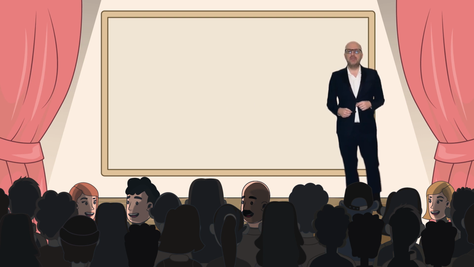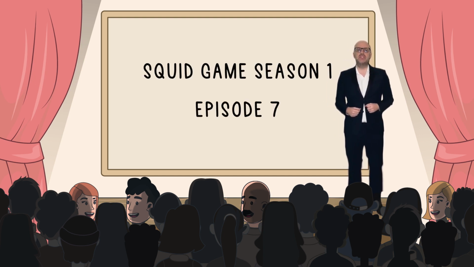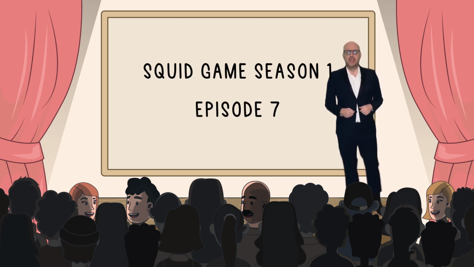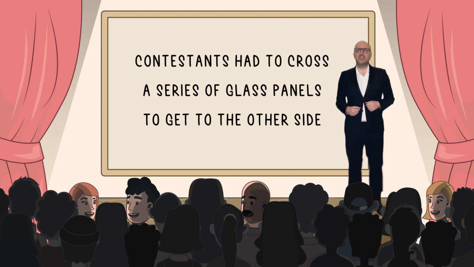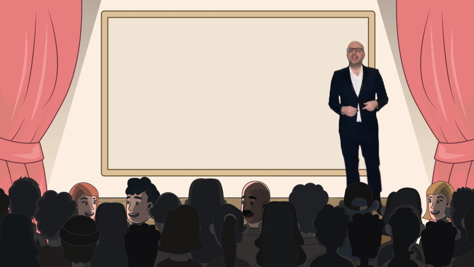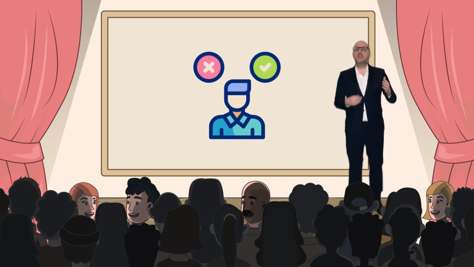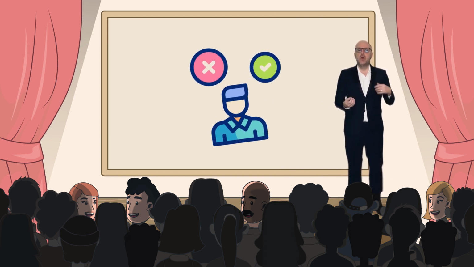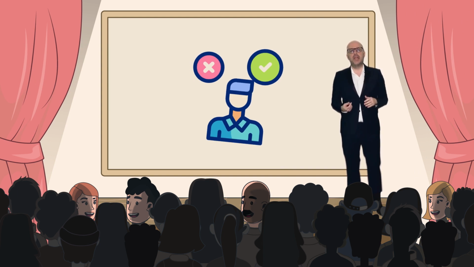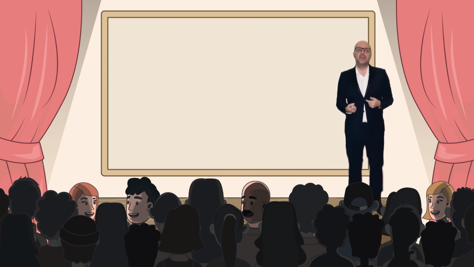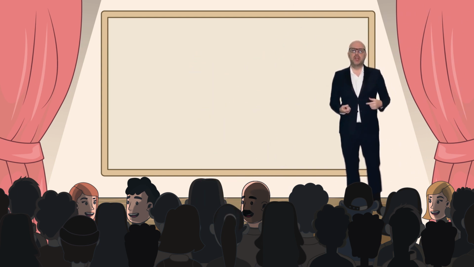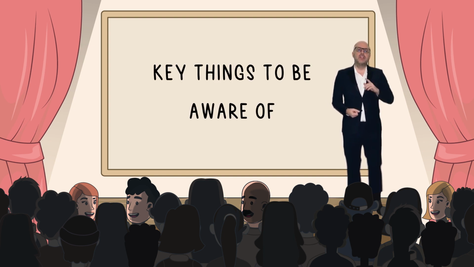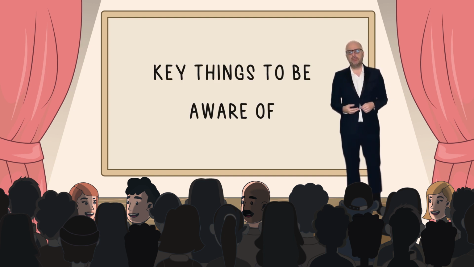For this one, we're headed back in time to Squid Game Season 1, Episode 7. The remaining contestants were put on one side of the room and had to cross a series of glass panels to get to the other side. The problem: contestants had to choose one of 2 glass panels at each step, one of which would not support their weight and would watch them fall to their death, while the other would hold them and let them go again. Some key things to be aware of and assumptions we're going to make for this game.